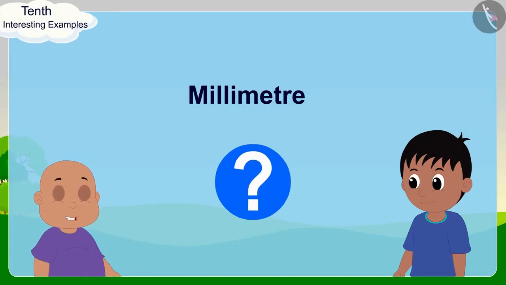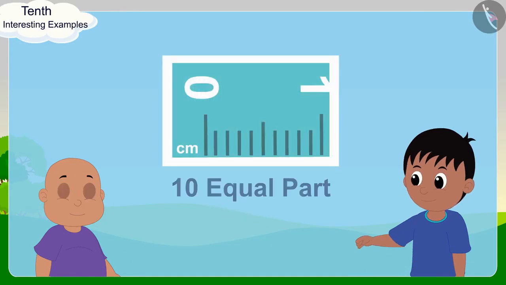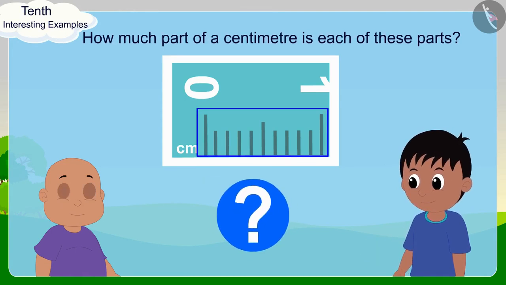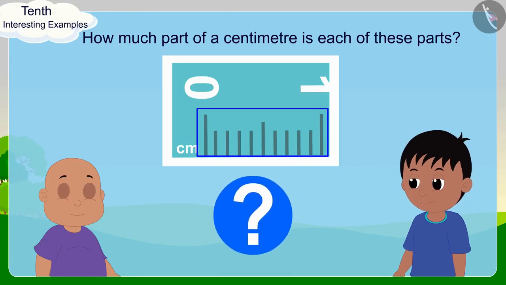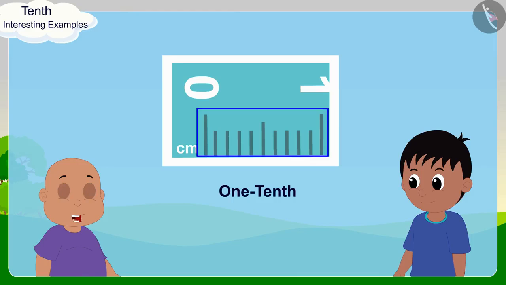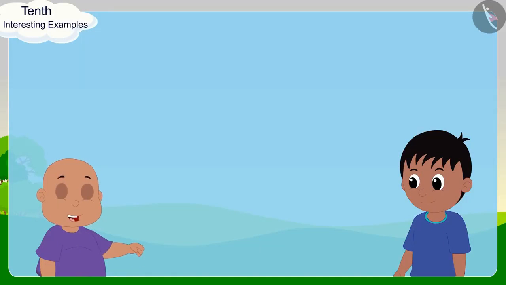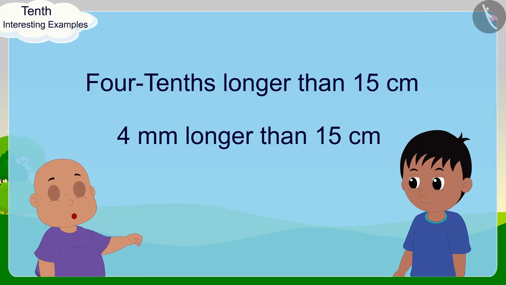Now what is this millimeter? Bablu asked Raju. Look, there are 10 equal parts of a centimeter on a scale. So, how much part of a centimeter is each of these parts? Raju asked Bablu. 1/10. Bablu quickly responded. Exactly. 1/10 of a centimeter is called a millimeter. And the measure of your foot is 4/10 or 4 millimeters longer than 15 centimeters.